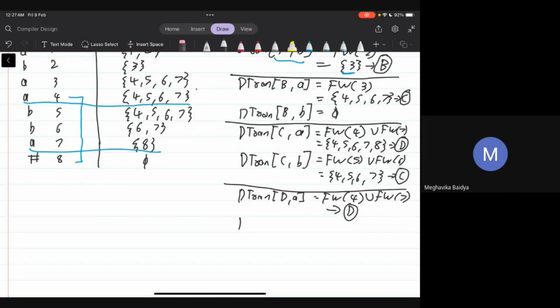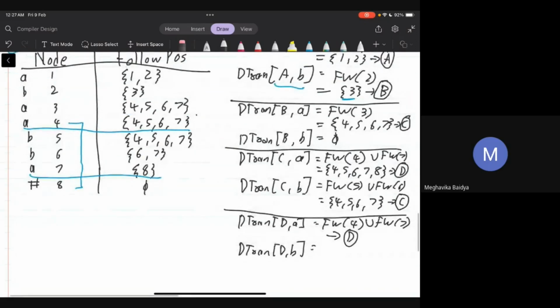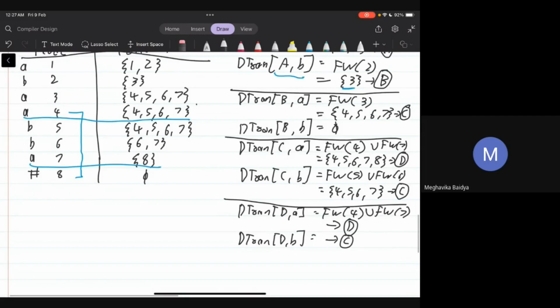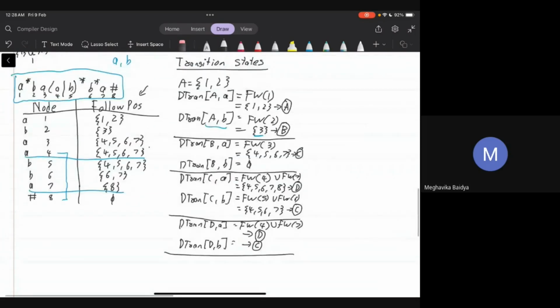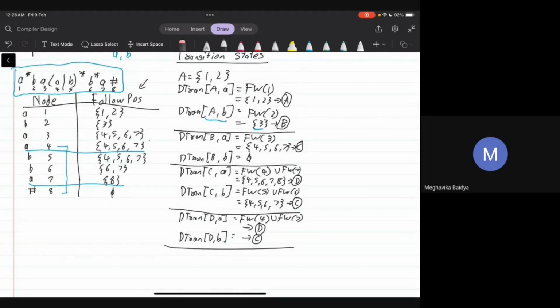And then Dtran of D comma B. What is D comma B? For Dtran of D comma B, it's 5 and 6 again. So what is 5 and 6? That's C, right? So you can directly write C. And now there are no new states. So your Dtran is done. Now you just write the transition table for this.